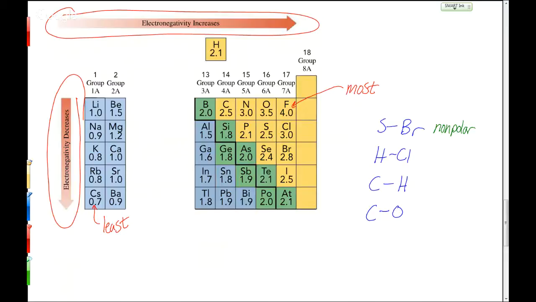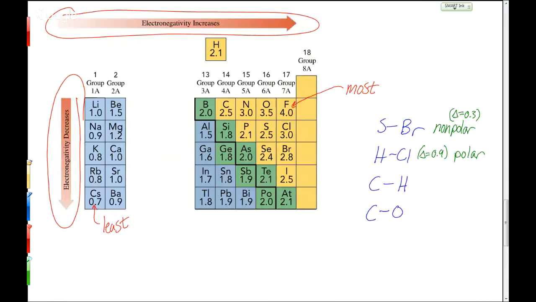What about HCl? What's the difference in electronegativity there? 0.9, right? You see that? H is 2.1, Cl is 3.0. So that's 0.9. The difference is 0.9. So that one we call polar.